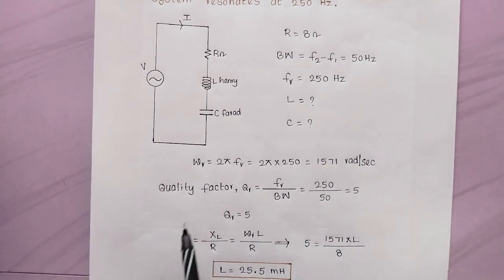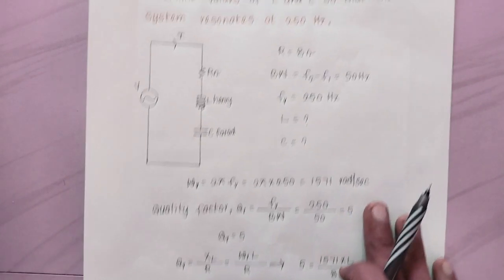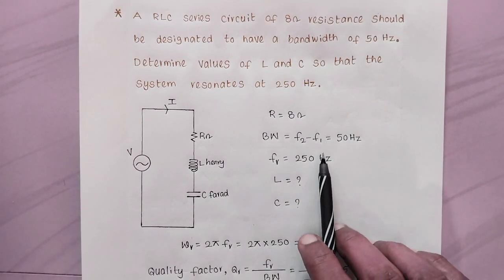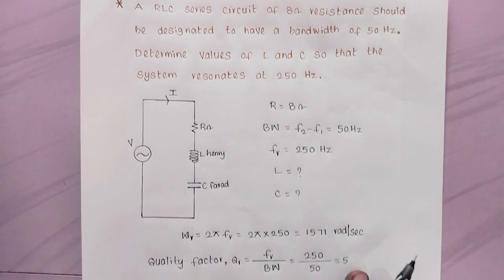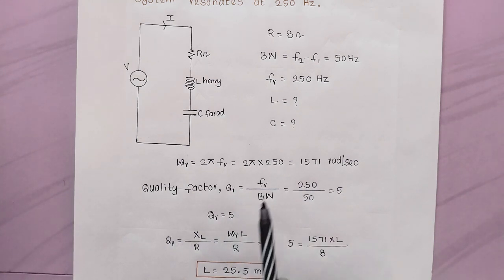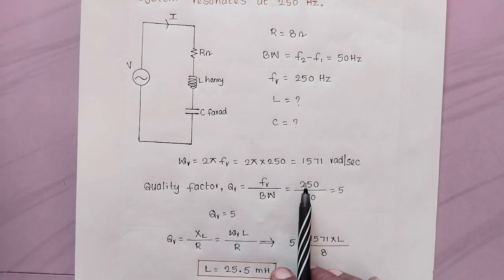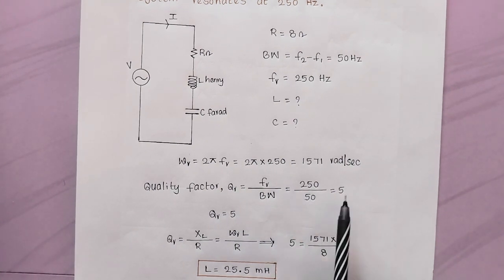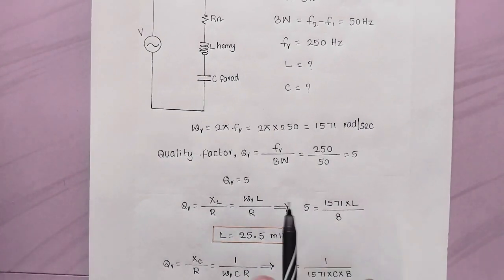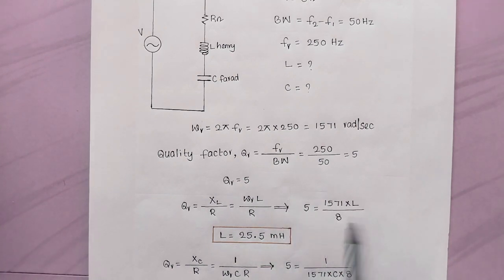So quality factor. Here the given information is bandwidth and resonance frequency. So by using those two values, we can find the quality factor of the RLC circuit at resonance. So QR is equal to FR by bandwidth, which is equal to 250 by 50, which is equal to 5. So the quality factor of the circuit at resonance is 5. There is no unit for quality factor.